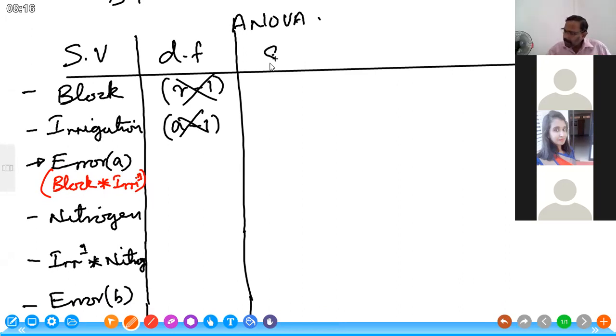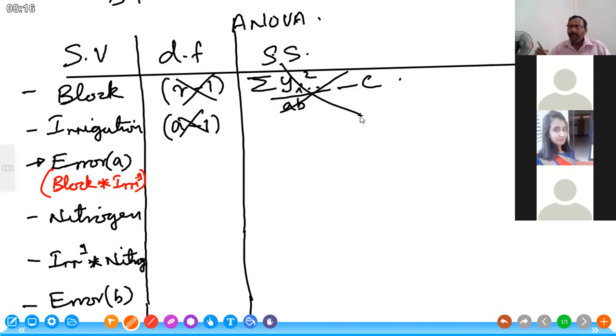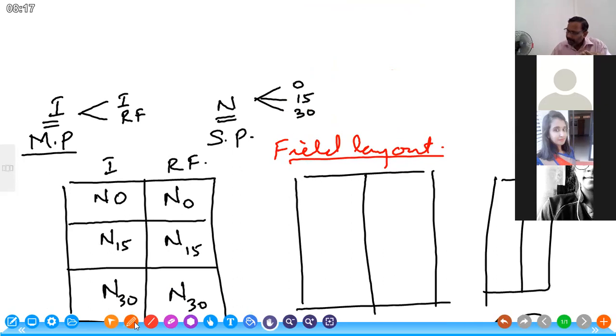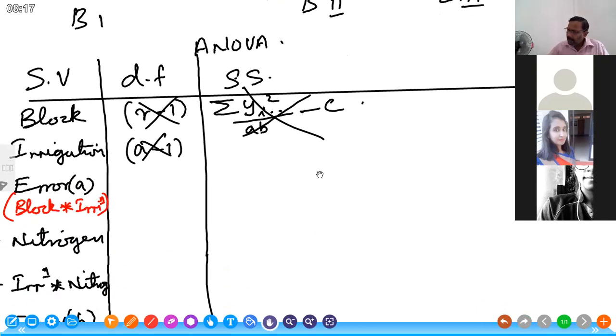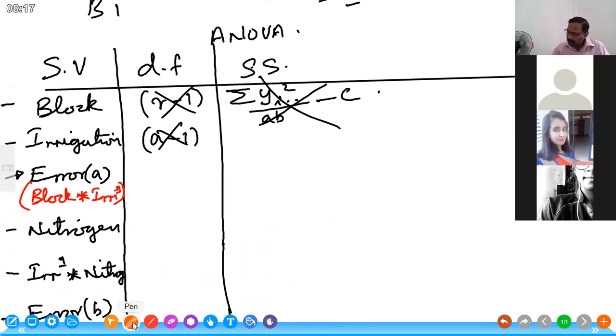And also sometimes people are writing sums of squares: this is summation yi dot square divided by AB minus C. I don't want these formulas. I want the answers. When you are given a problem with the numbers for all these cells or values, we'll have to replace all these formulas with the numbers.